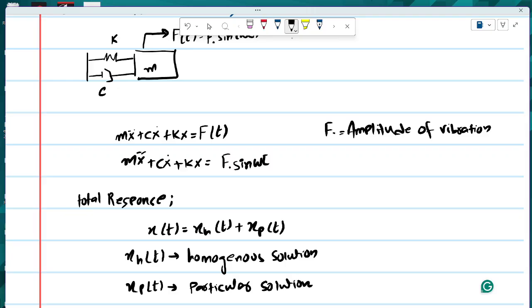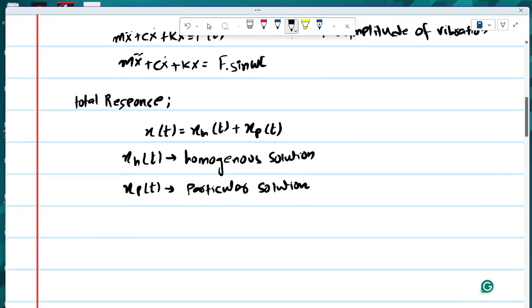So the homogeneous solution corresponds to the free vibration part, and the particular solution is the forced vibration part. We will solve both of them separately and then combine them together. For the homogeneous solution, we will use the same method that we have used before.